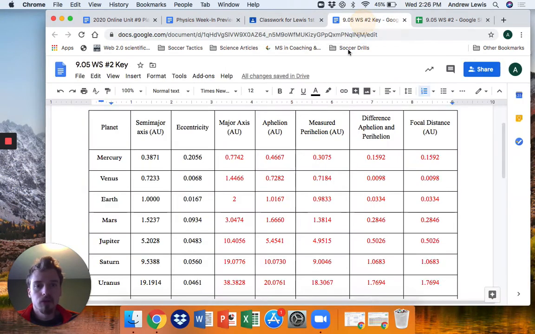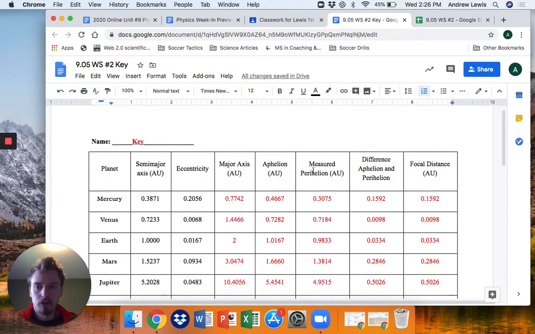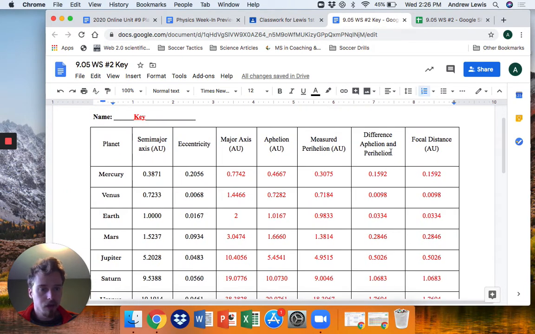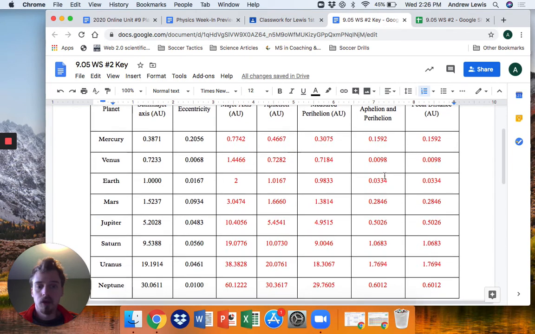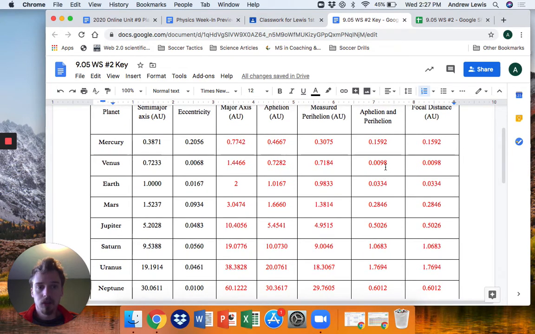So, first, please be aware as you are looking at this key, I did add a new column because I thought it would be helpful. The difference between aphelion and perihelion, so I added this new column here. If you are confused, please go back and watch the video with some helpful hints, because I'm not necessarily going to explain through the chart.